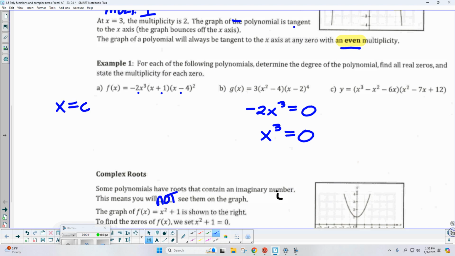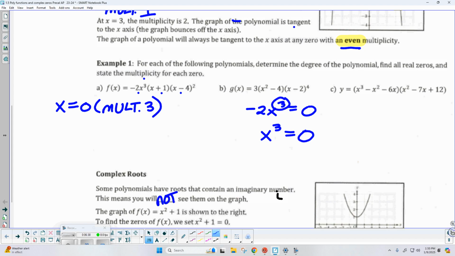So x equals 0. Now, immediately after that, we want to state the multiplicity. Okay, so what was the power on the term that this root came from? 3. So this has a multiplicity of 3. Okay. And then we're just going to go right down the line. Okay. The multiplicity is the degree of that root.